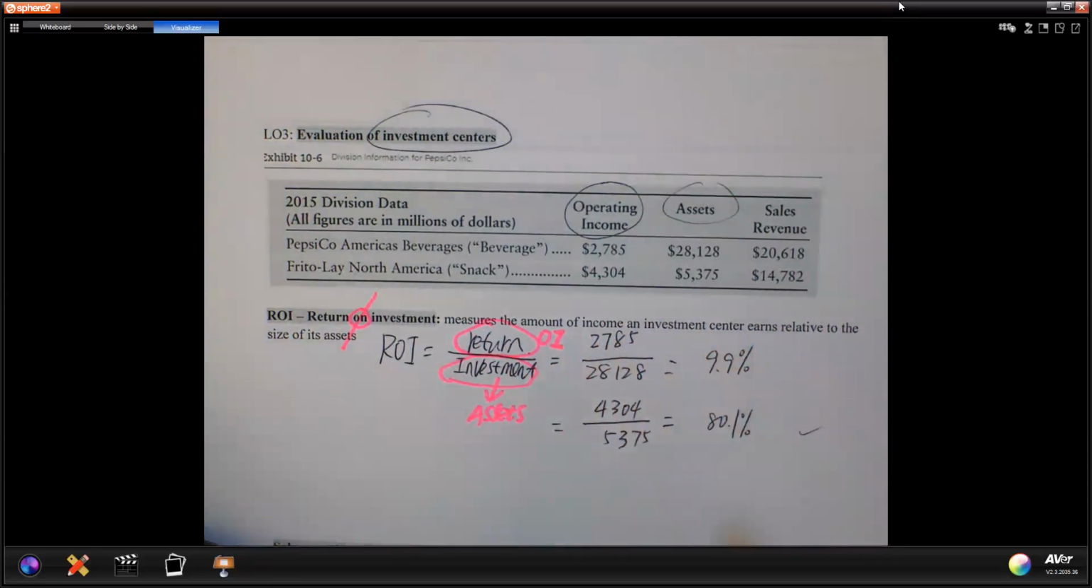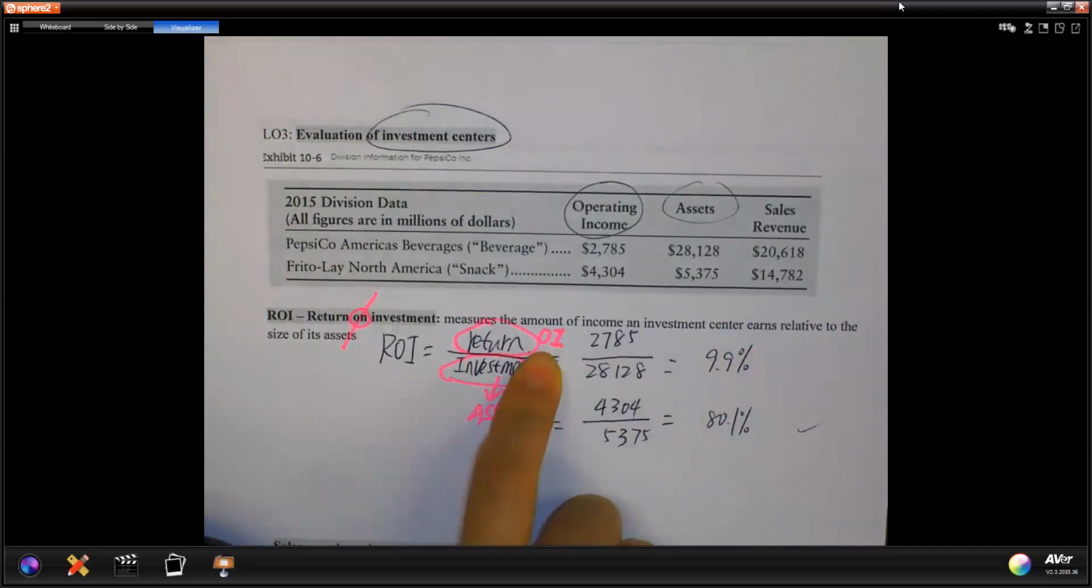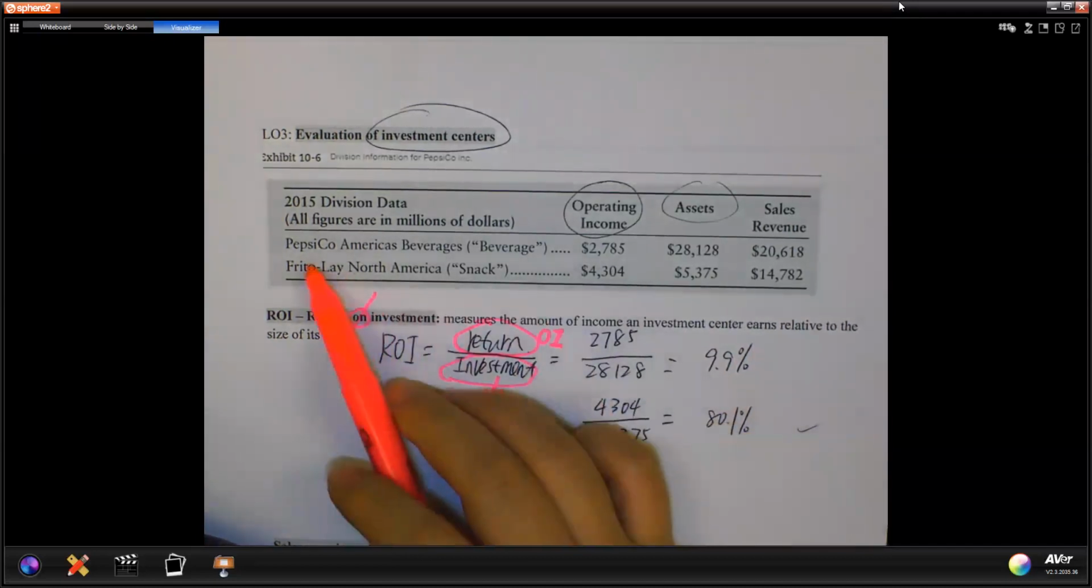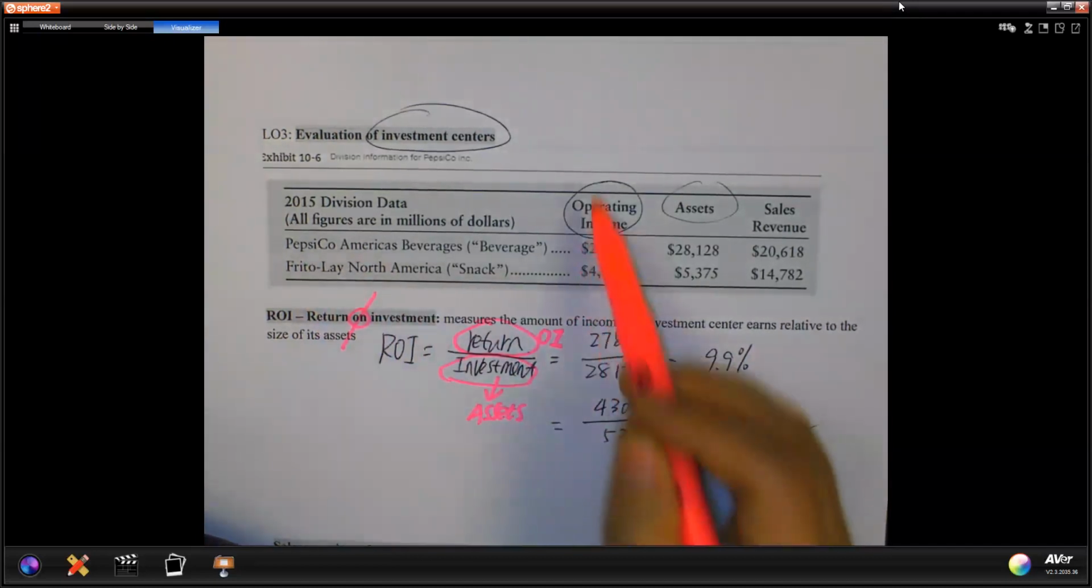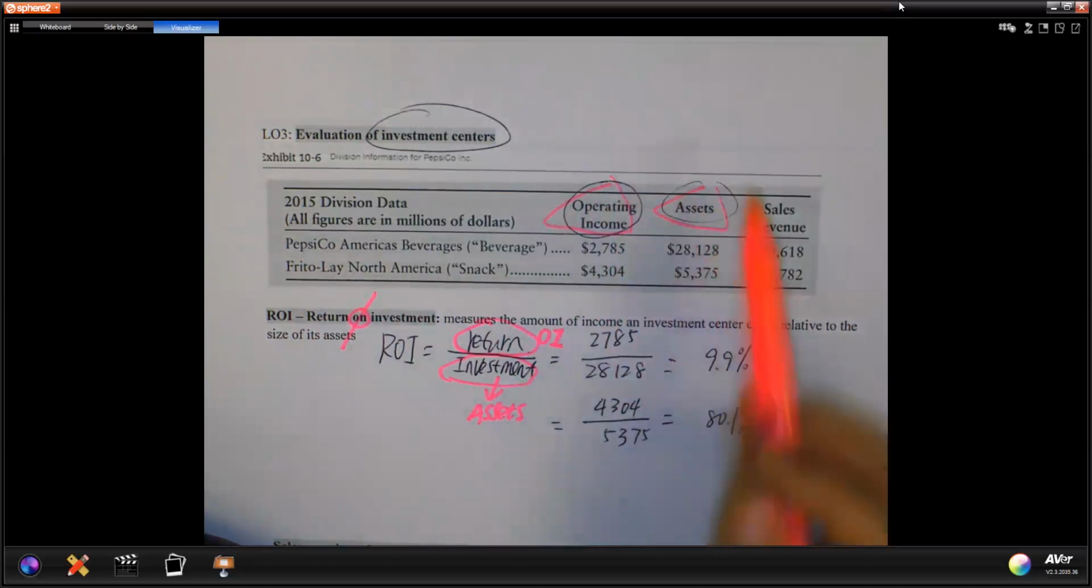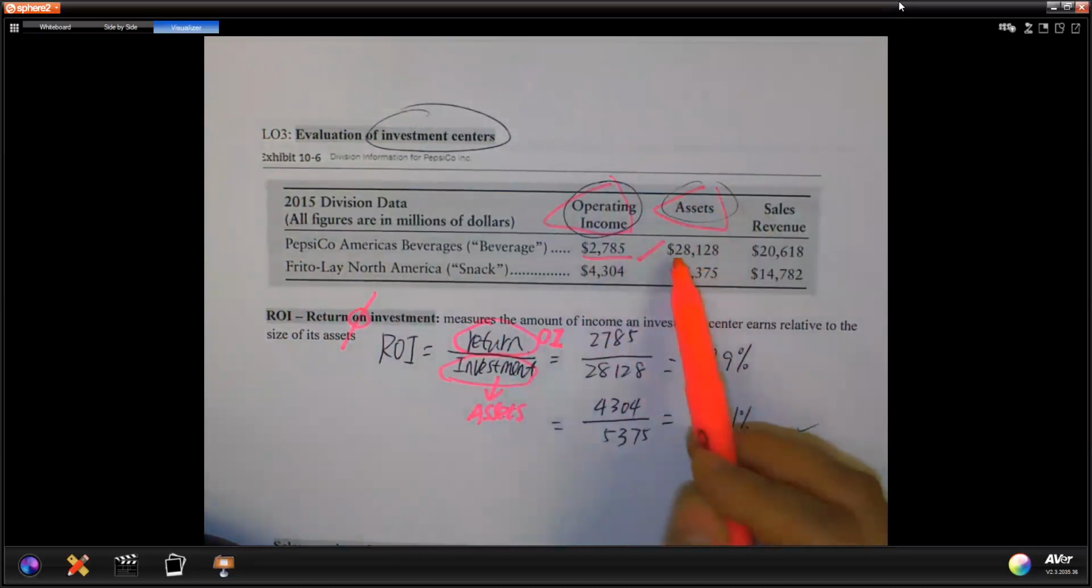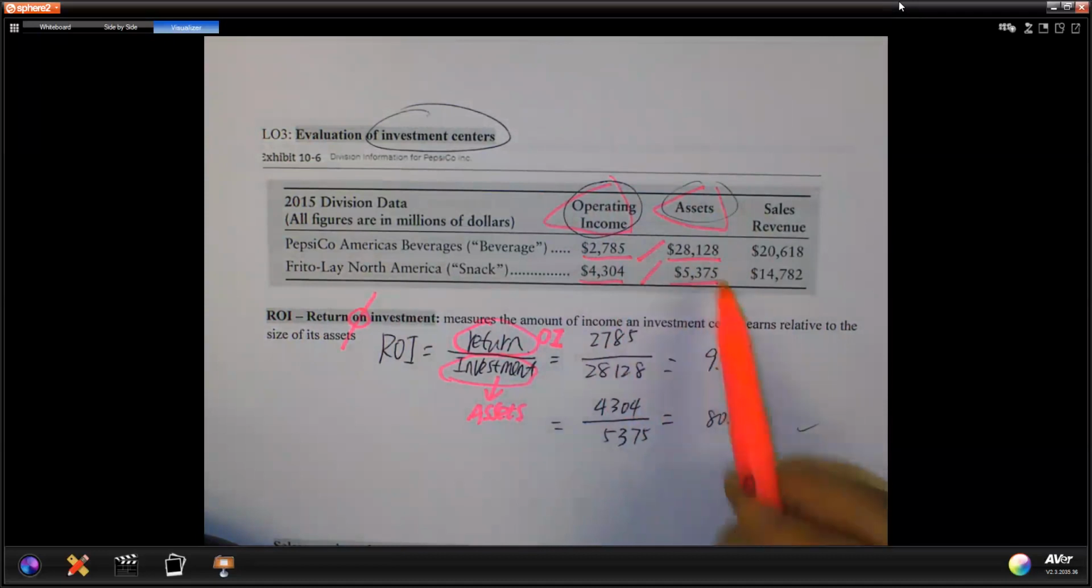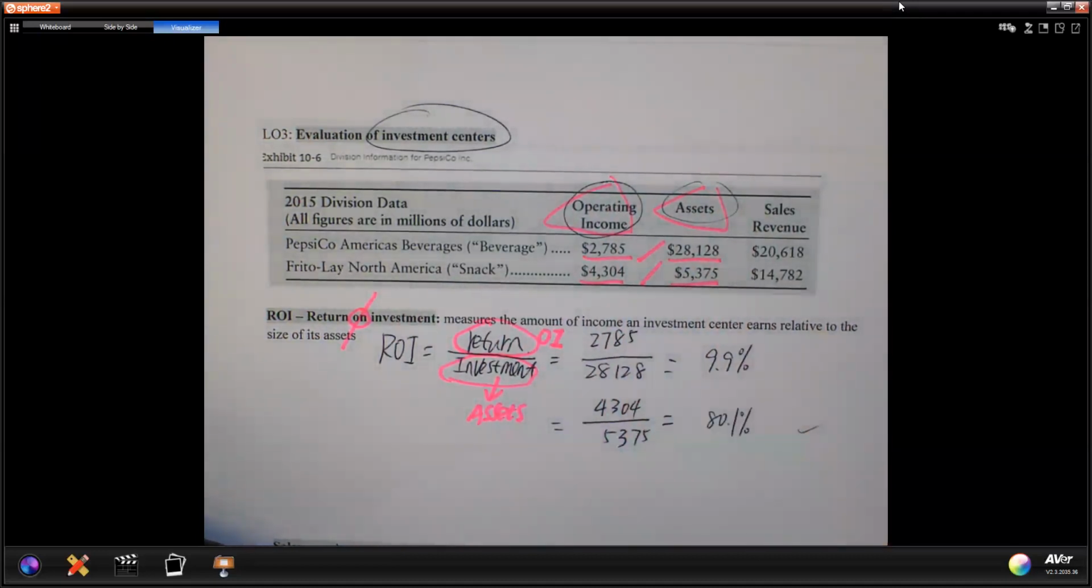So basically, given the same assets, how much operating income the division will generate. So for the Pepsi operating income, we look at this column and this column. Operating income divided by assets for the free total. So this is how you get the number, return on investment, ROI. You have two requirements you need to know. First is how do you calculate?